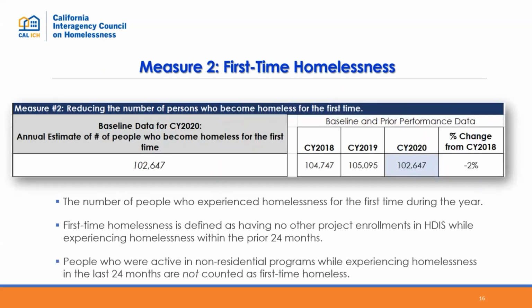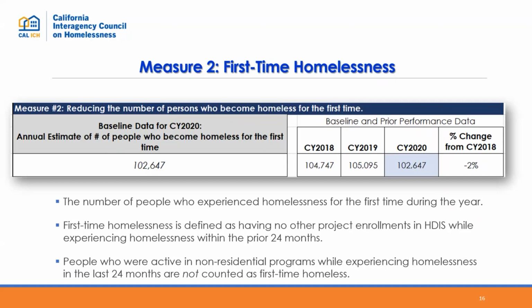Measure 2, first-time homelessness. Measure 2 is the count of people who experienced first-time homelessness during the year. As in the HUD SPM, first-time homelessness is defined as having had no enrollments in HMIS while experiencing homelessness within the 24 months prior to their new enrollment during the year. The calculation for Measure 2 differs from the HUD SPM first-time homelessness measure in a few ways. As with the other outcome goal measures, Measure 2 includes people entering the homelessness system who were only served by street outreach or other non-residential projects.